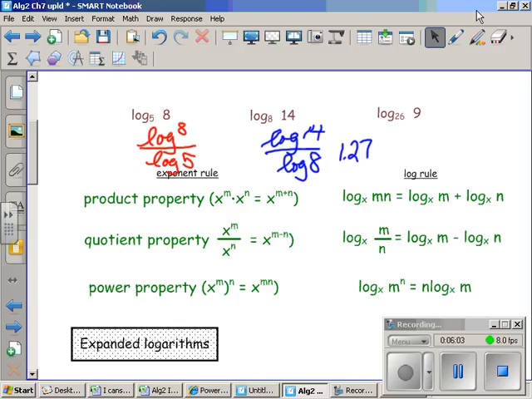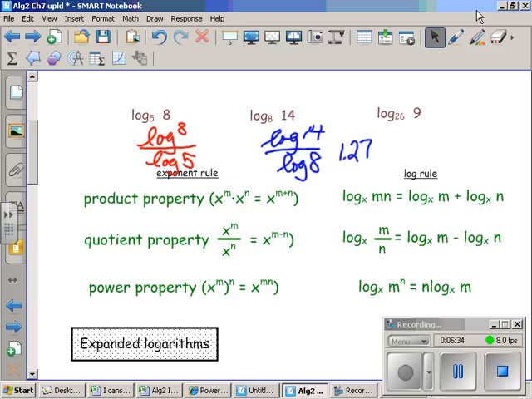So the log base x of m times n is log base x of m plus log base x of n. I can break them apart with addition. So if I wanted to do something like log base 3 of 5x, it would be log base 3 of 5 plus log base 3 of x. That's the first rule.